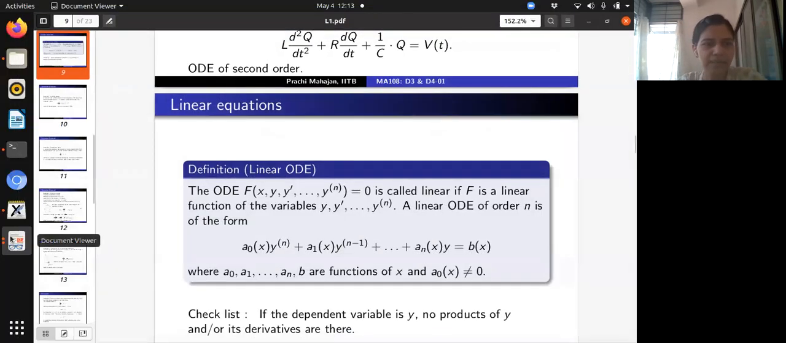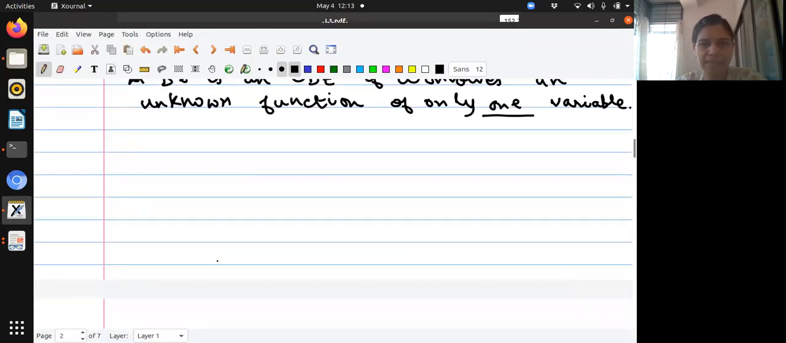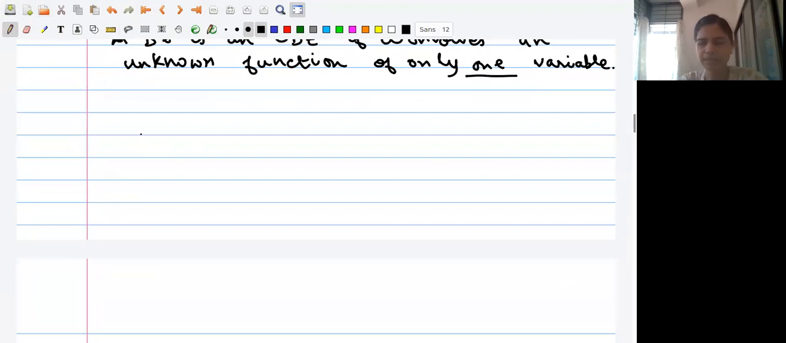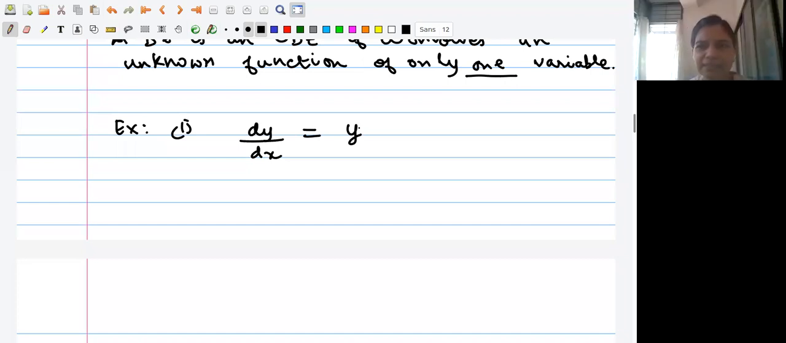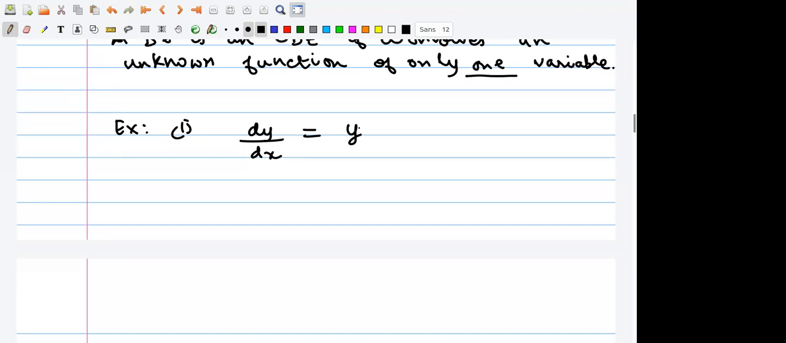Let's see some examples; maybe that will help clarify this. Example 1: dy by dx equal to y. In the light of the definition we discussed, is this linear? Yes, ma'am. It is linear. Everybody says this is linear. Okay, let's take another example.